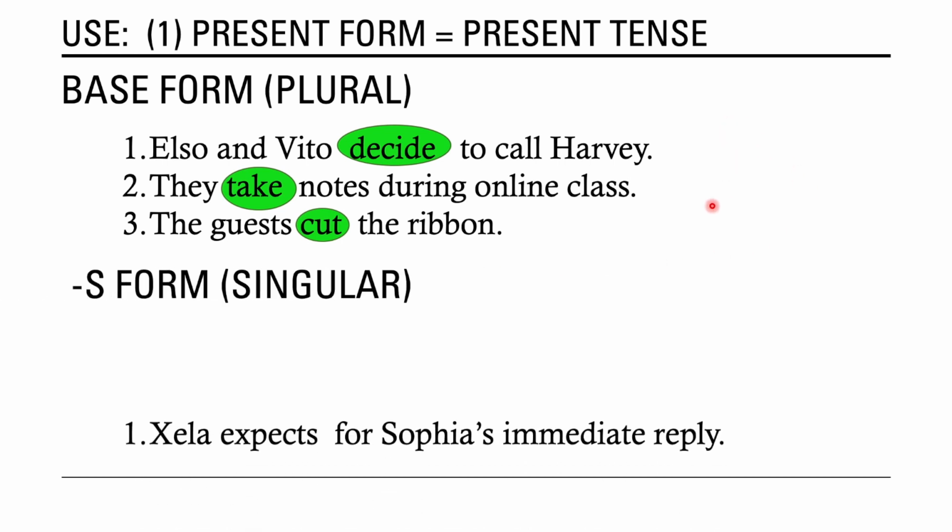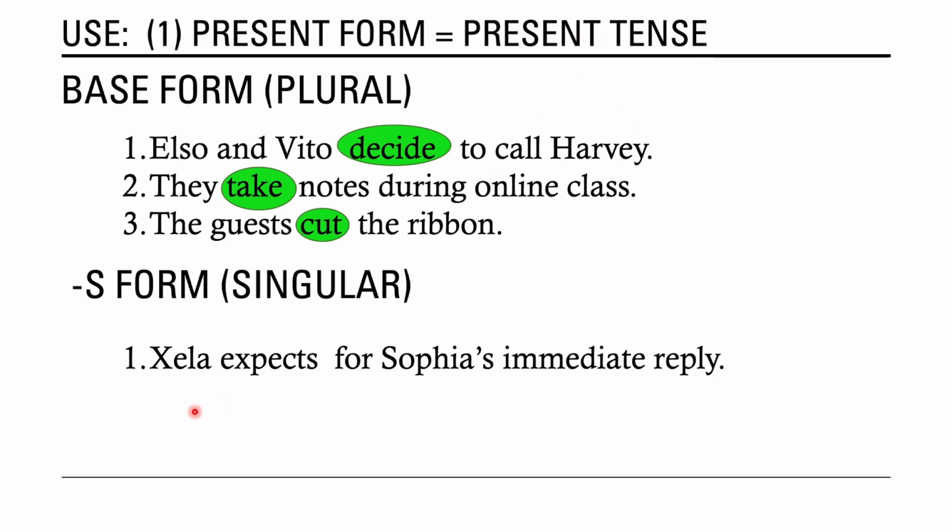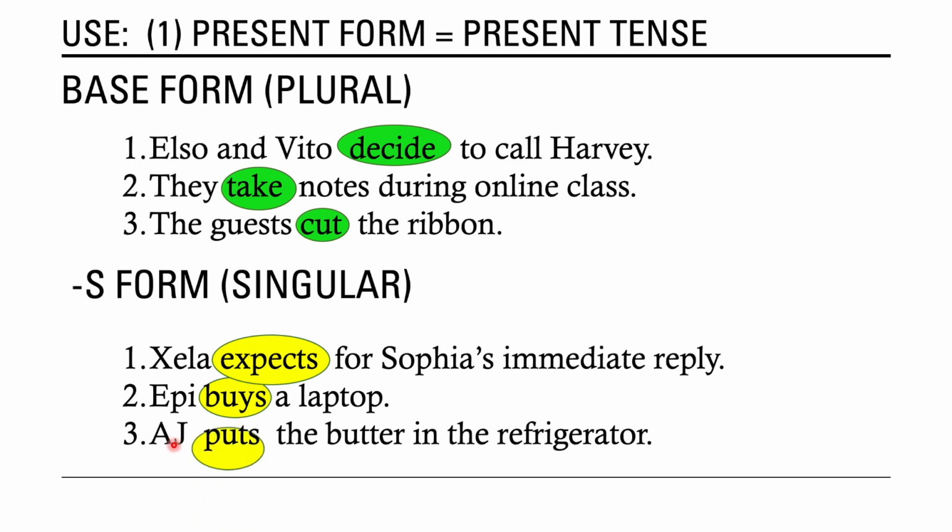How about with the S form, singular, still with the present tense? Sela expects Sophia's immediate reply. Okay, what's the verb here? Expects. S form, singular. Okay? Number 2. Epi buys a laptop. So the verb here is buys. AJ puts the butter in the refrigerator. Okay, so we have here expects, buys, and puts. All of these are verbs in the S form. And all of these are in the present form, hence expressing present tense.